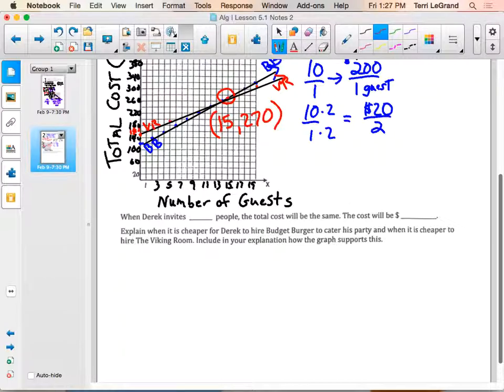When Derek invites how many people? 15. 15 people. The total cost will be the same. That was the question, so let's circle that. That's what we had to answer. We don't just leave our answer as the ordered pair. We say, you know what? When Derek invites 15 people, the cost is the same. And what is that cost, by the way? $270.